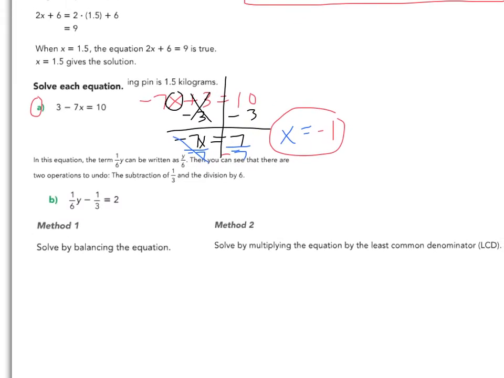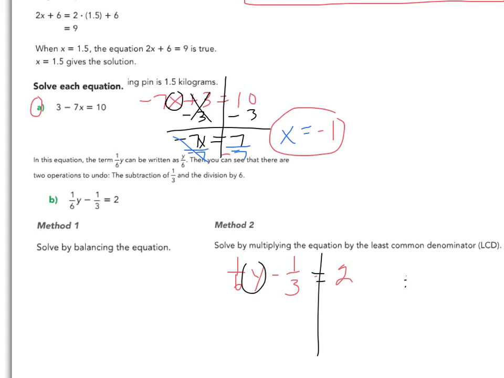So we're going to go down here, and we're going to solve it. We have 1/6 y minus 1/3 equals 2. Okay, so again, we want to rewrite this. We can have negative 1/3. Actually, I'm going to leave it that way because that's the way we want it to be. I'm going to draw my line. All right, there we go. Write the equal back in. Draw my line and circle my variable.